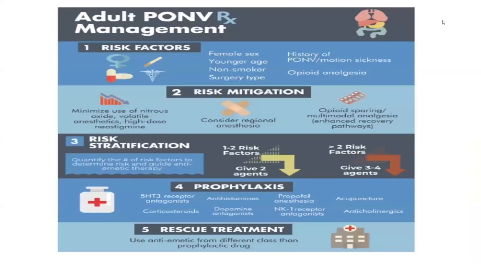Then again, in terms of adult postoperative nausea management, you have to risk stratify them according to the risk factors, and then you have to try some risk mitigation, which is to minimize the use of nitrous oxide, volatile anesthetics, and high doses of neostigmine. You have to consider the use of regional anesthesia and opioid-sparing techniques. In terms of prophylaxis, it's all the drugs that we've covered in the previous slides. And then you can also have rescue therapy for these patients.